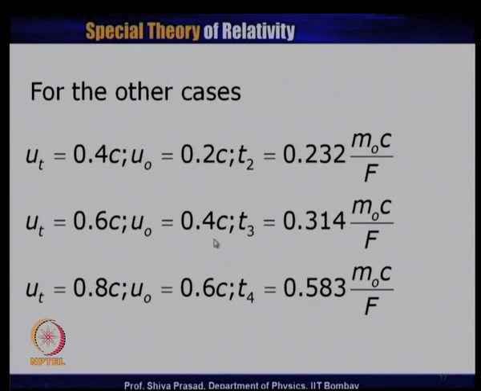If my initial speed was 0.4c and the final speed was 0.6c, then this I have written as t2, this is t3 for the third case, is 0.314 m naught c divided by f. If my initial speed was 0.6c, final speed becomes 0.8c after time t4, which is 0.583 m naught c by f.